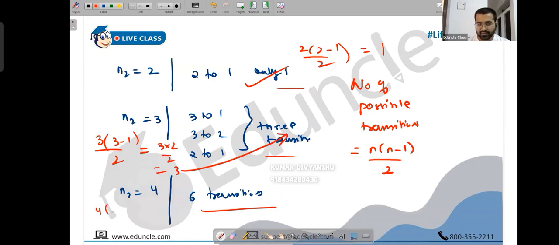Now n is 4. Okay, substitute. 4 into 4 minus 1 by 2. So this is 2 into 3. Answer is 6. Beautiful. Take a look, time saving stuff. So n here is the outermost orbit, the maximum energy state that the electron can occupy, the maximum principal quantum number, the maximum level that the electron can occupy. Outermost orbit.